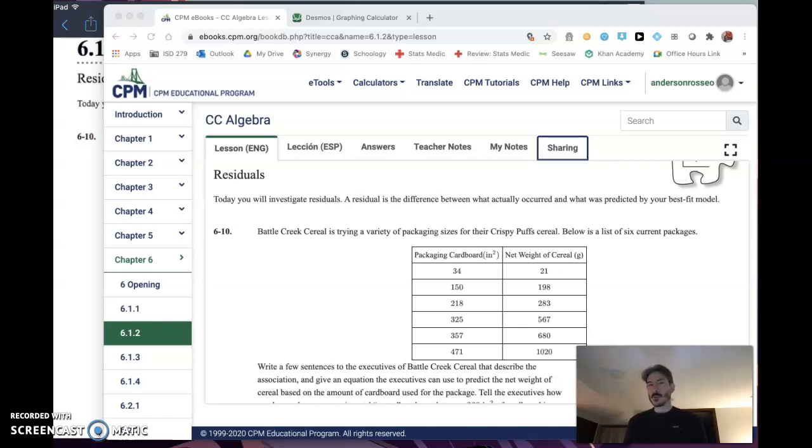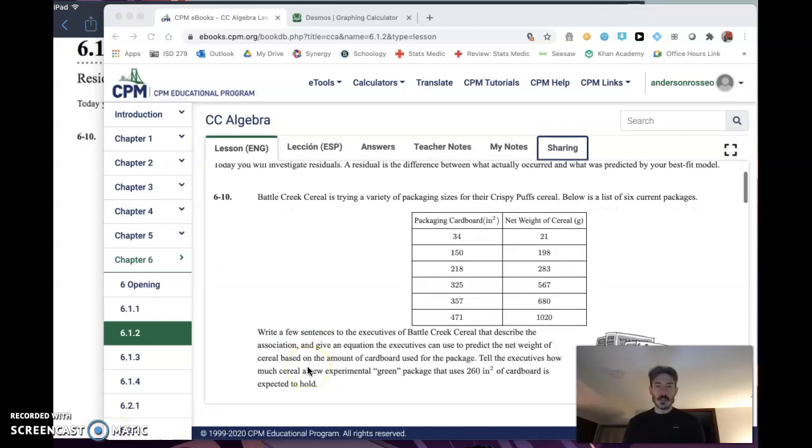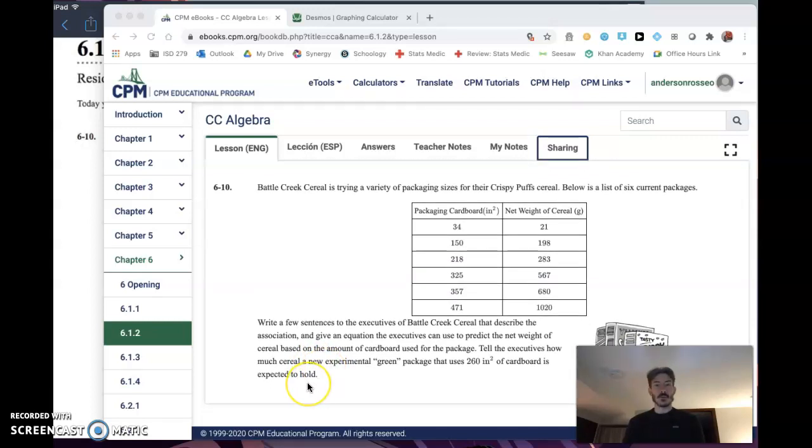The more material we use for packaging, it could mean the more weight or more volume we can fit inside of that package, right? It says, write a few sentences to the executives of Battle Creek Cereal that describe the association and give the equation the executives can use to predict the net weight of cereal based on the amount of cardboard used for the package. It's going to be that line of best fit. Tell the executives how much cereal the new experimental green package uses, that is 260 square inches of cardboard.